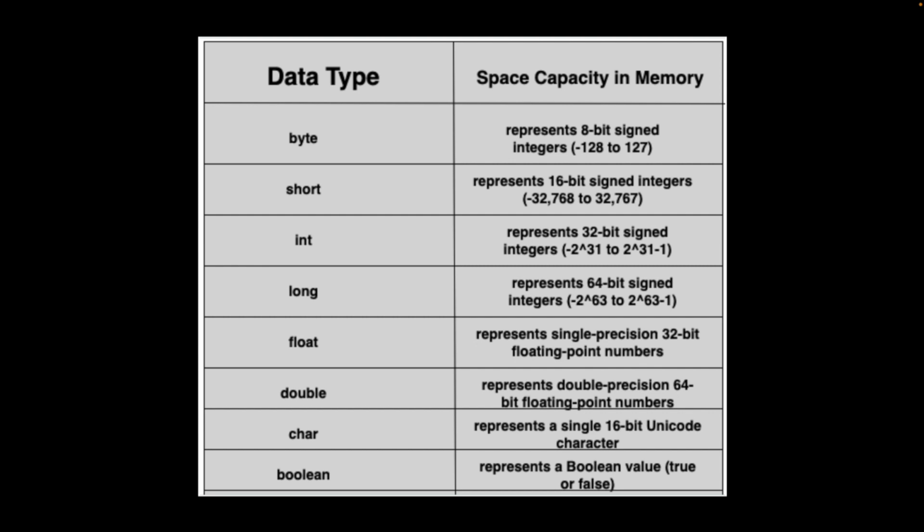Let's start from the top down, actually. A byte represents 8-bit signed integers. So basically anything from -128 to 127. When you set aside a byte, you can't assign it anything above 127.